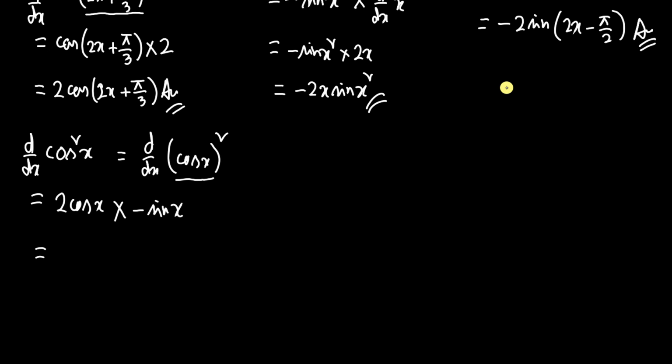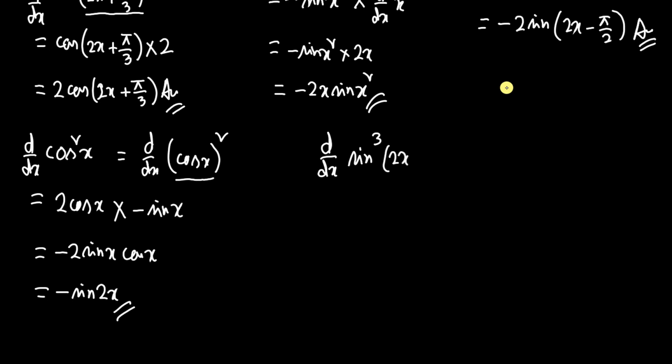So it gives us minus 2 sin x cos x, and finally you can write according to the trigonometric rule. We know that 2 sin a cos b, we can write as sin twice b, which is sin 2x. We can directly write it like this. In the same way, say d by dx of sin cubed (2x minus 1).